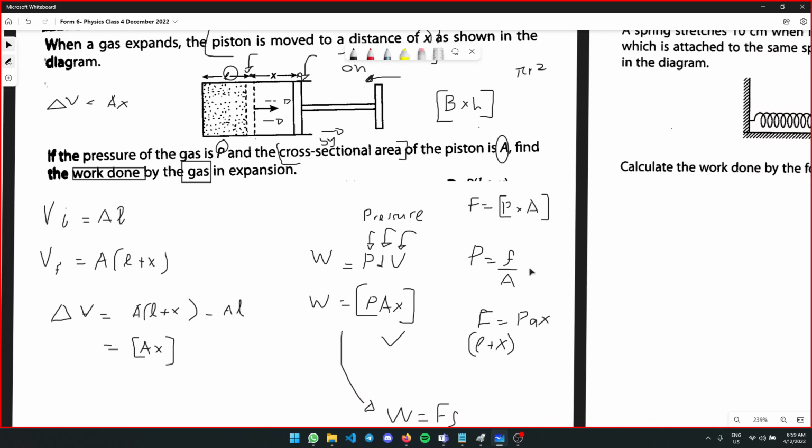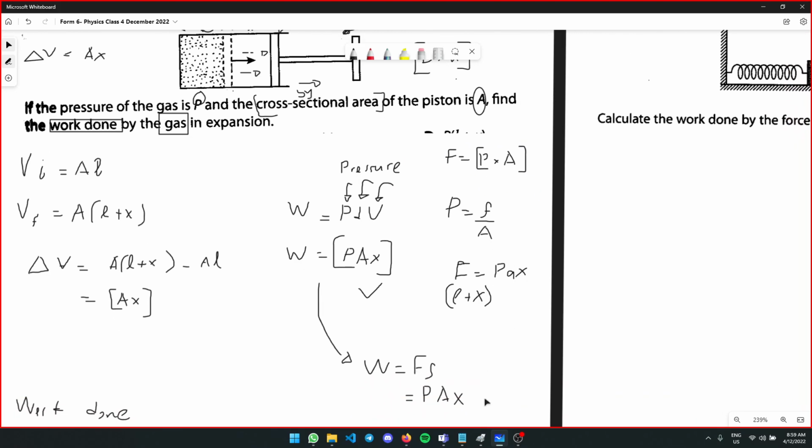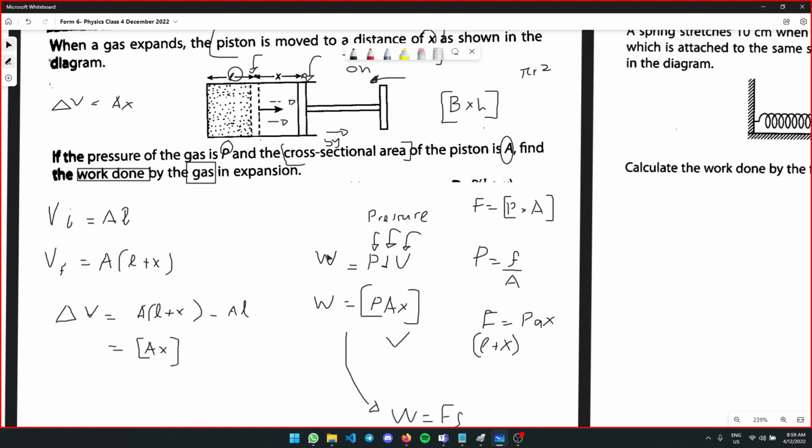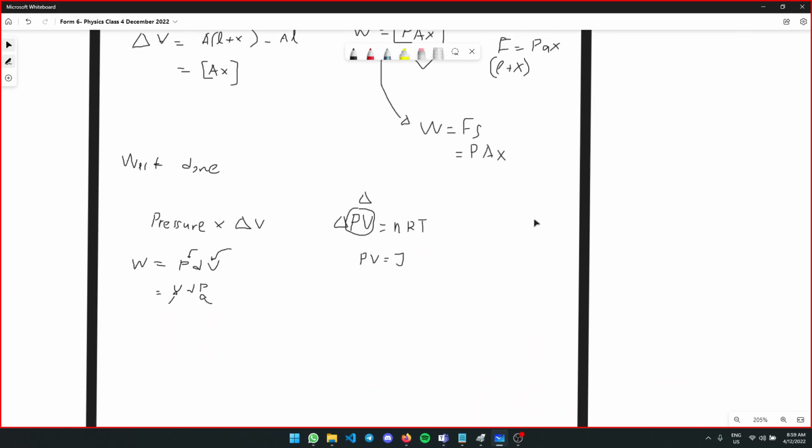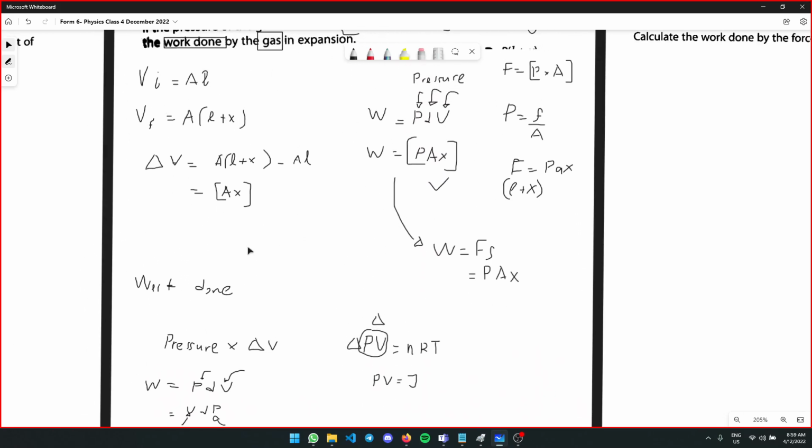Yeah, but you can do this one also, like you mentioned, F equals to PA, and then you just multiply by X, that's the displacement. Both also can. In this chapter, everything is quite switchable. You can approach it from multiple sides.